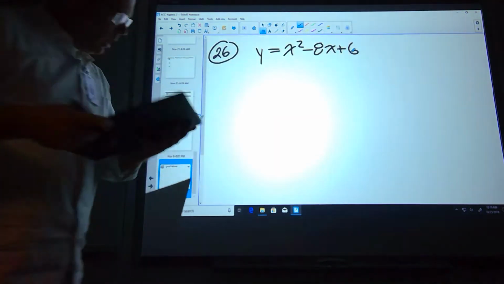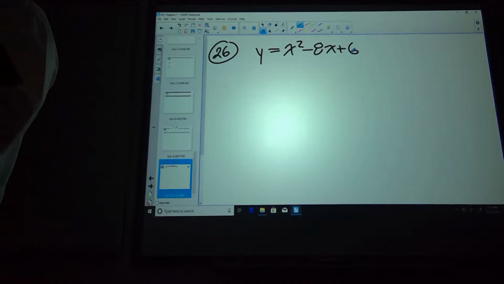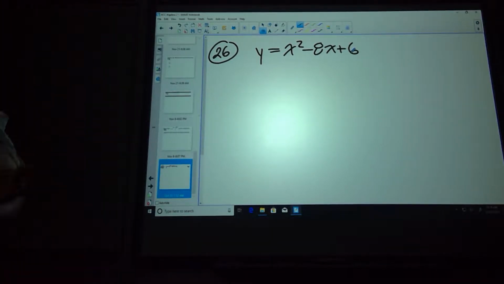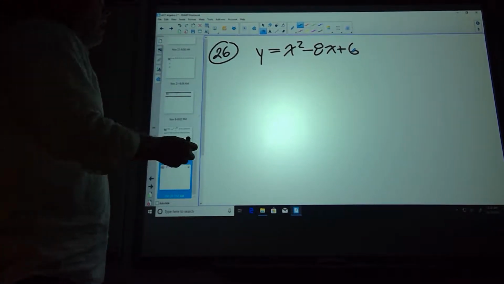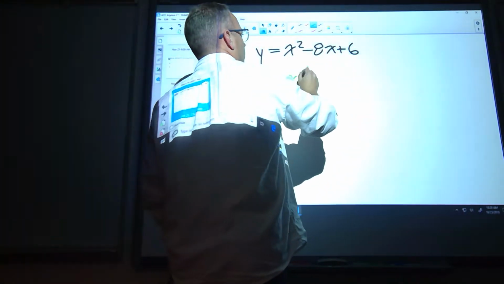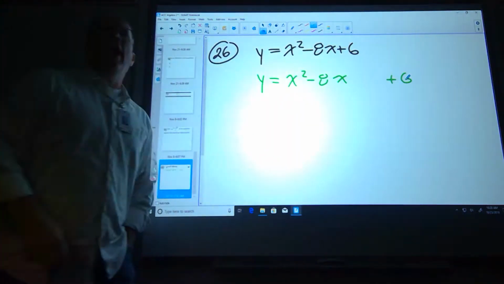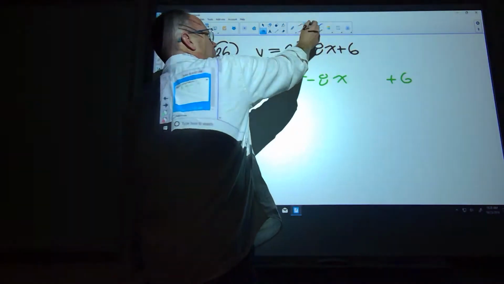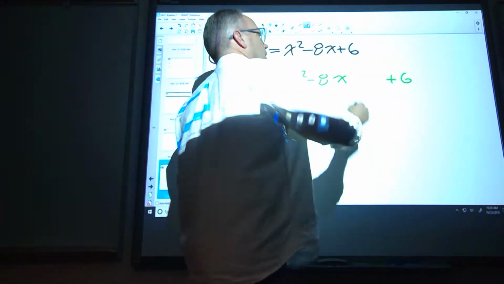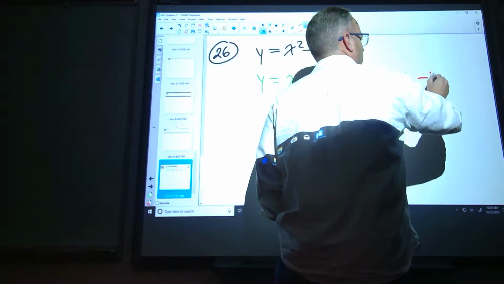All right, so it says, use what you know about completing the square, change the equation into vertex form, then graph the function, identify the x-intercepts as exact values. Okay, so let's complete the square. First thing, making the space. Good? Half of 8, 4 squared, 16. If I add 16, I can add 16 over here, or I can subtract it over here.